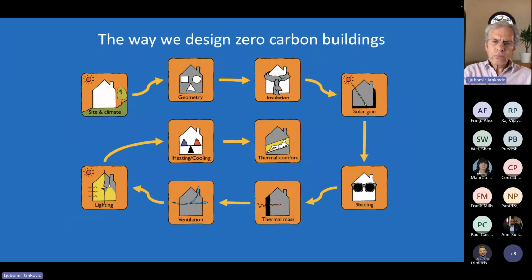strongly in that direction. Now, the way we design zero carbon buildings is that we start from site and climate consideration, then we design geometry, design insulation, consider solar gain, solar shading, thermal mass, ventilation, lighting, and all of that goes towards heat balance and achieving thermal comfort. In fact, designing zero carbon buildings without achieving thermal comfort doesn't make sense. We need to achieve thermal comfort for building users and then make the buildings zero carbon.